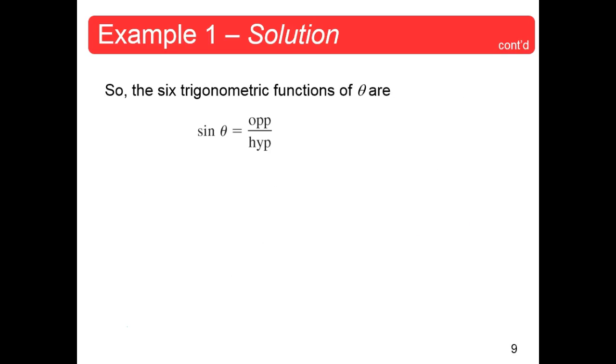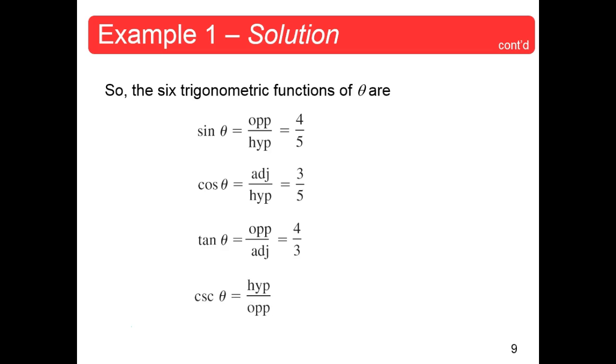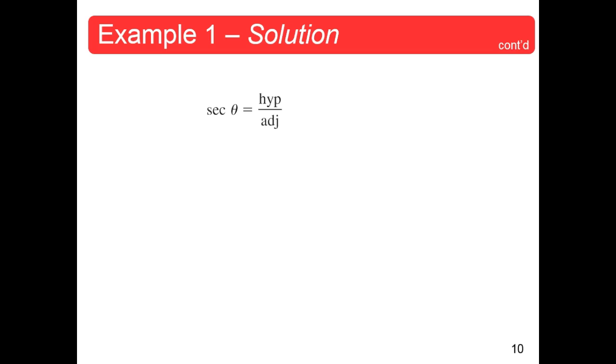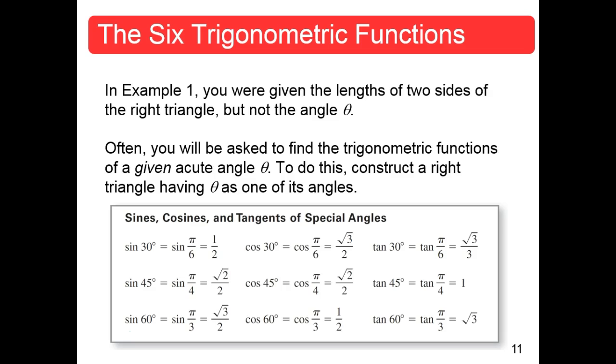Use the formula. Sine is opposite over hypotenuse, which is 4/5. Cosine is adjacent over hypotenuse, which is 3/5. Tangent is opposite over adjacent, which is 4/3. The cosecant is hypotenuse over opposite, which is 5/4. Secant is hypotenuse over adjacent, which is 5/3. And cotangent is adjacent over opposite, which is 3/4. You did it very nicely.